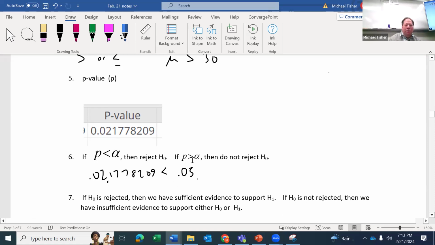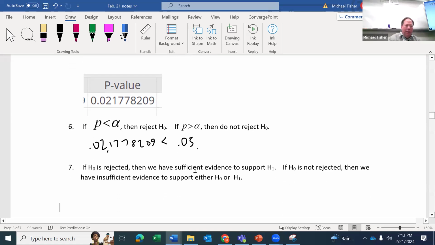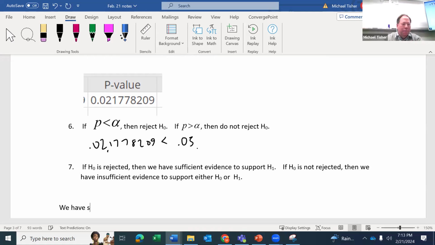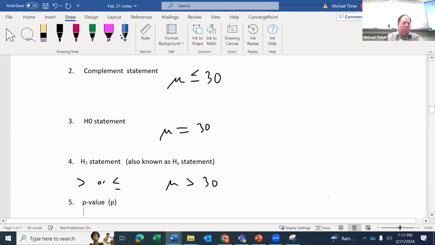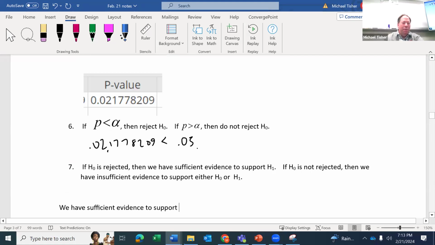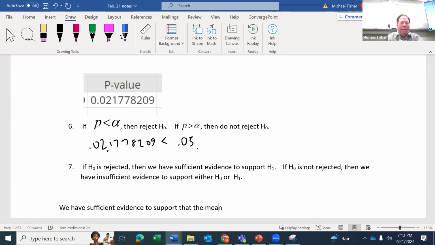Now if the p-value was greater than alpha, you would not reject the H0. In this case, we do. So if H0 is rejected, then we can say we have sufficient evidence to support H1. And let's recall what H1 was. H1 was mu greater than 30. So we have sufficient evidence to support that the mean waiting time is more than 30 minutes based on that data. Pretty safe to say.